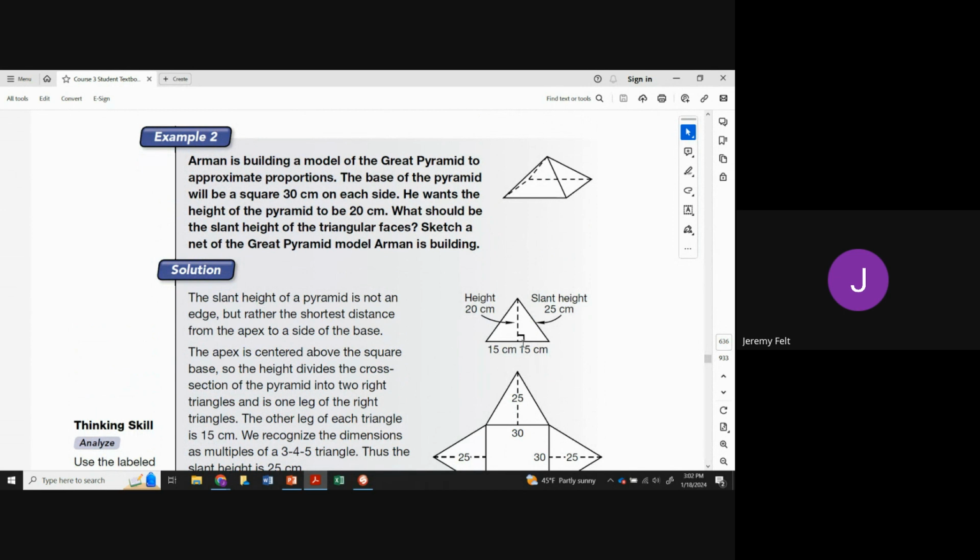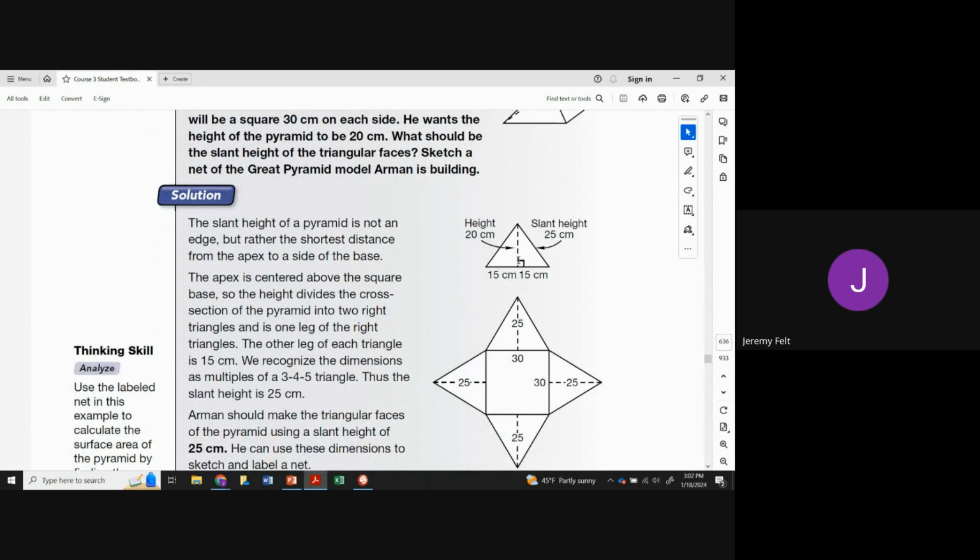We cut this in half. That means it's 15 on each side, so it's 30 for a base. So 15 squared plus 20 squared equals 625, and then we take the square root of that, and it's 25. So that's where we're getting this 25 from.